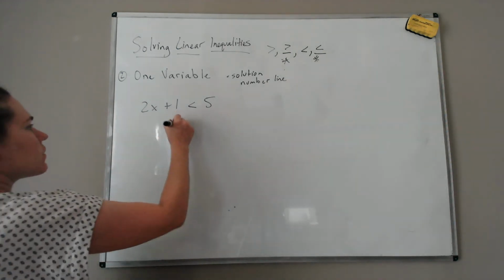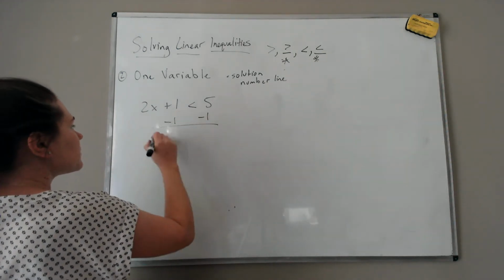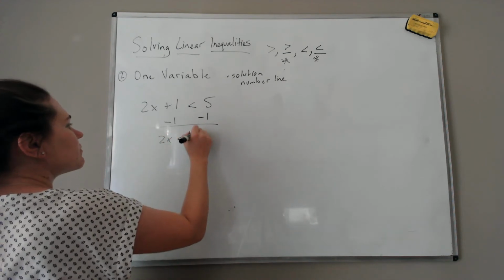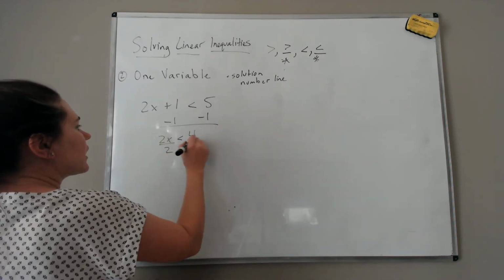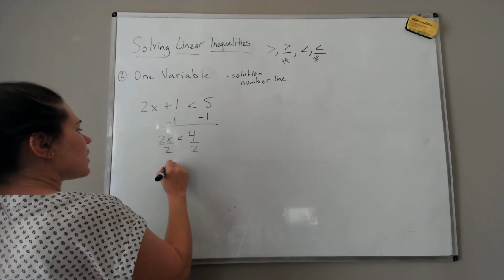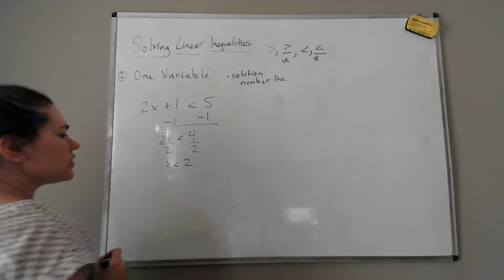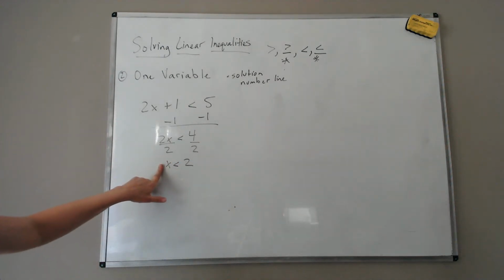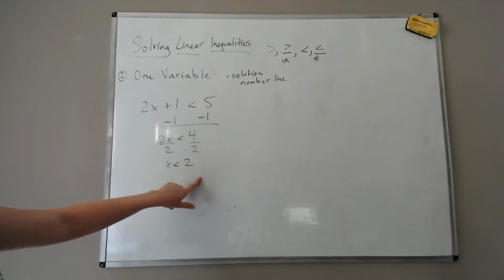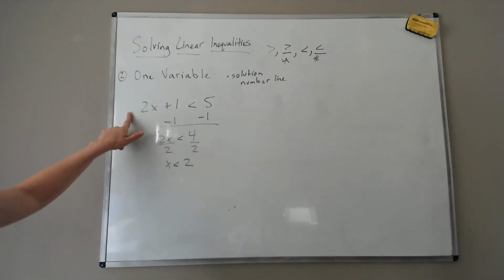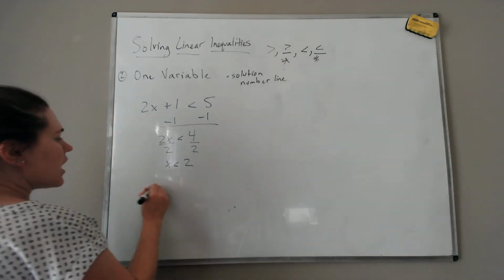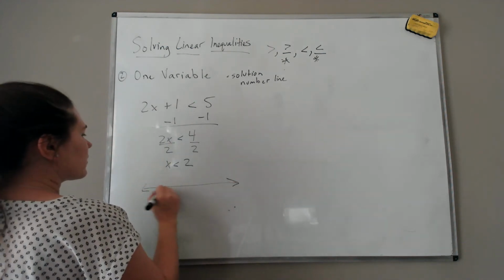So we have to make sure that 2x plus 1 is less than 5. So we would take away 1 from both sides. That's going to give us 2x is less than 4. Divide by 2 because we're trying to get x by itself, so we would get x is less than 2. So as long as we plug in a value where x is less than 2, it will make 2x plus 1 less than 5.